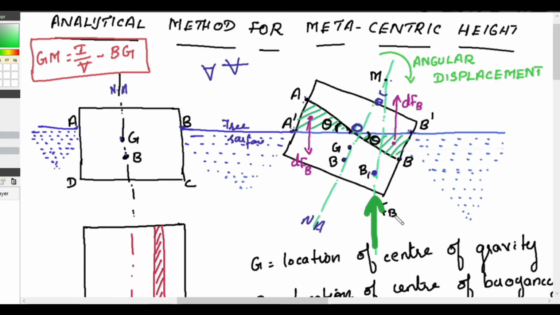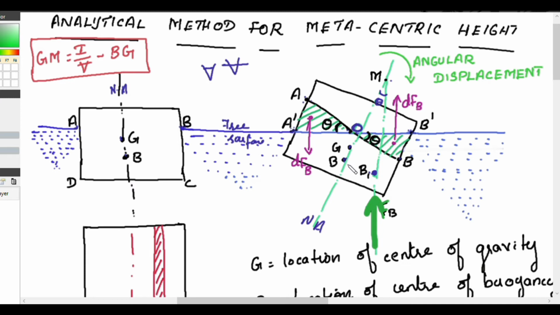Okay, so this is FB. Now, because of these wedges, I told you there are two wedges. So, dFB, dFB, one is gain, one is loss. One acts upwards, another acts downwards. So, equal and opposite forces. So, there is a couple. Along the wedges, because of the formation of the wedges, a couple is developed.